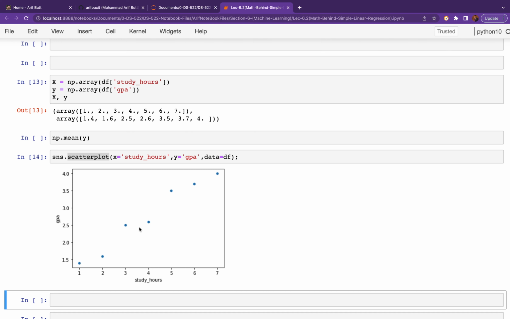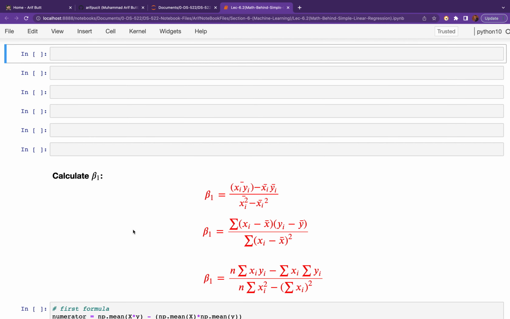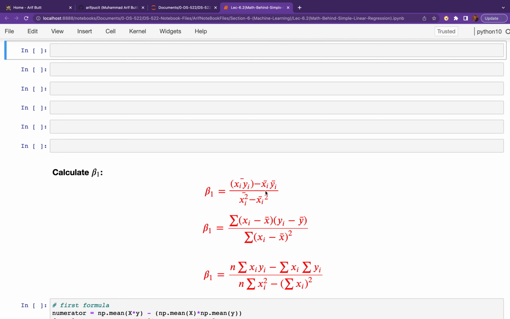From this scatter plot, you can simply observe that the 7 data points are not collinear. So there is no single line that can pass through all these points. Since this is a case of simple linear regression, we can use the formulas to compute beta 1 and beta naught for the best fit line. The formulas for beta 1 and beta naught for two variables, x and y, that is 2D data, we have already computed. And this is the formula that we have computed.